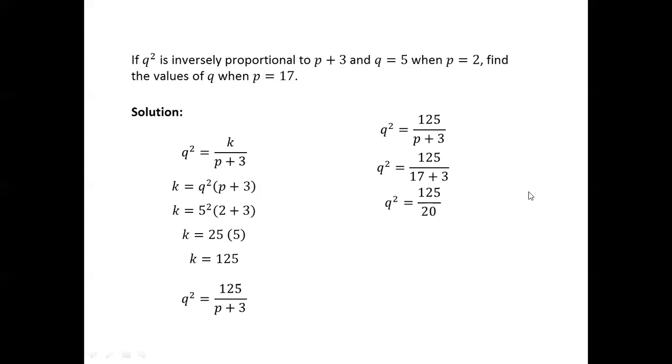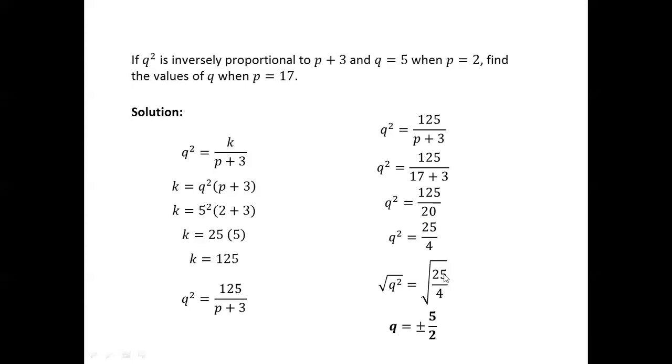And then let's find the square root of each side. But before that, we can actually simplify this fraction over here. Notice that they have a common factor, meaning the numerator and the denominator will have a common factor of 5. So dividing the numerator by 5, this gives us 25. And dividing 20 by 5, it gives us 4. Then let's proceed in getting the square root of each side. This will give us q is equal to plus minus 5 halves.